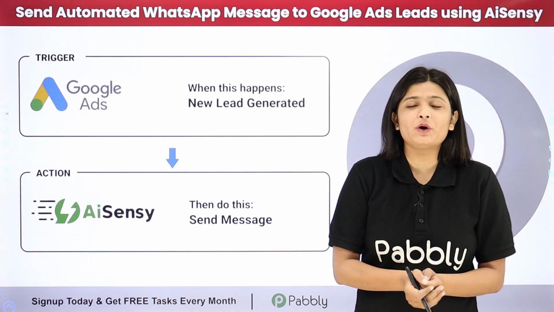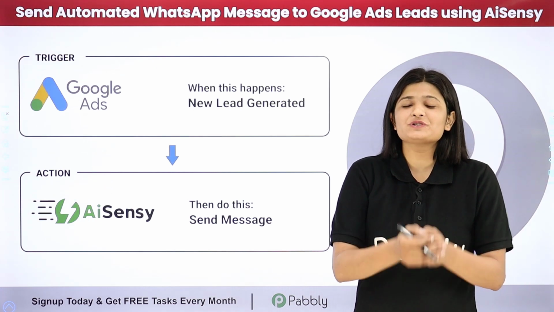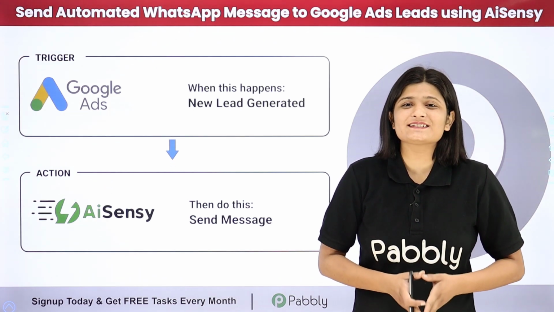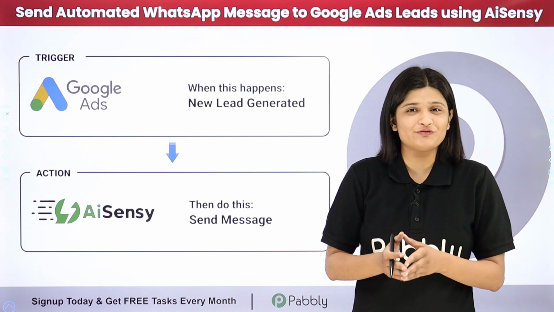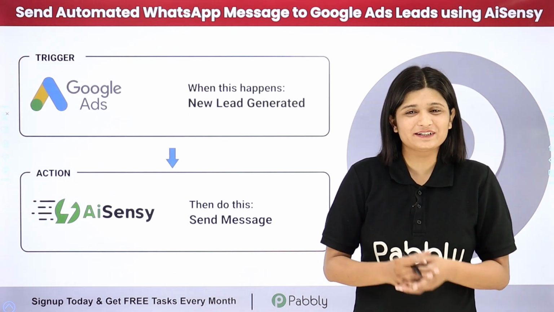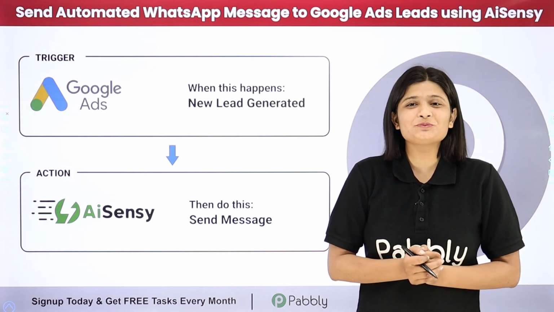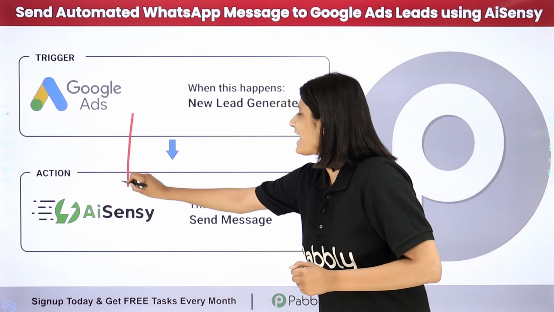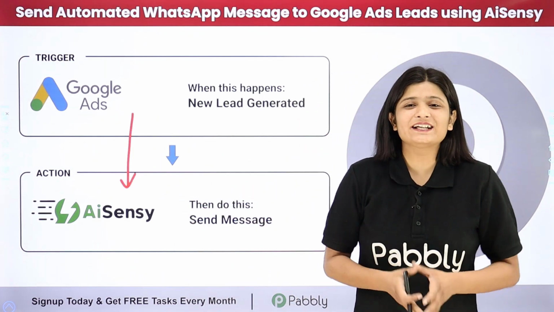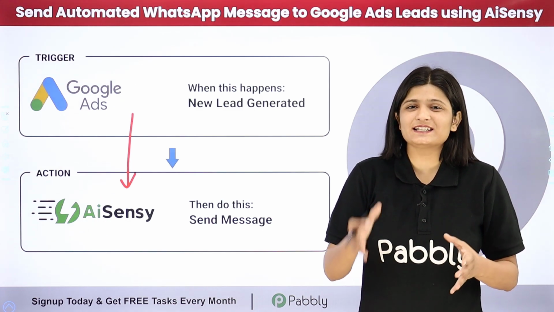As I completely want to automate this process, I am going to use Pabbly Connect. So Pabbly Connect is an amazing automation and integration software which requires no coding or programming skills. Here I just need to build connection between Google Ads and AiSensy. Pabbly Connect runs on two principles, which is trigger and action.